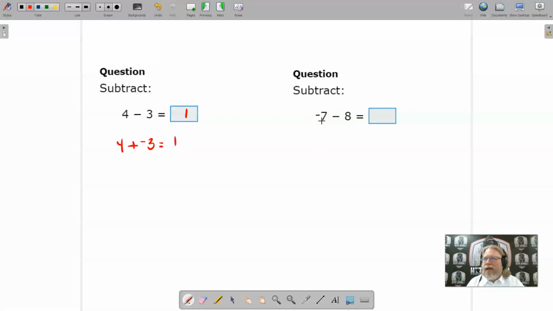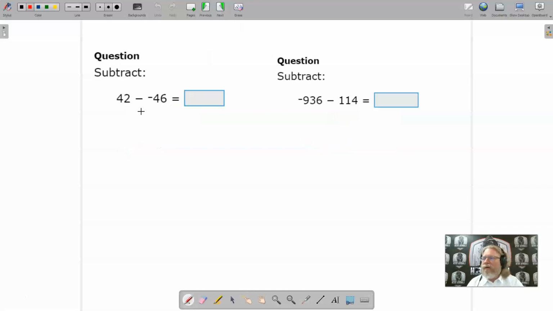All right, and next one, -7. Let's change the subtraction to addition. Take the opposite of the value that follows that subtraction sign that we changed to addition, and that's going to be -8. So we know that they are both the same sign. They're both negative, so the sum will be negative. And 7 plus 8 is 15, so we end up with a -15.